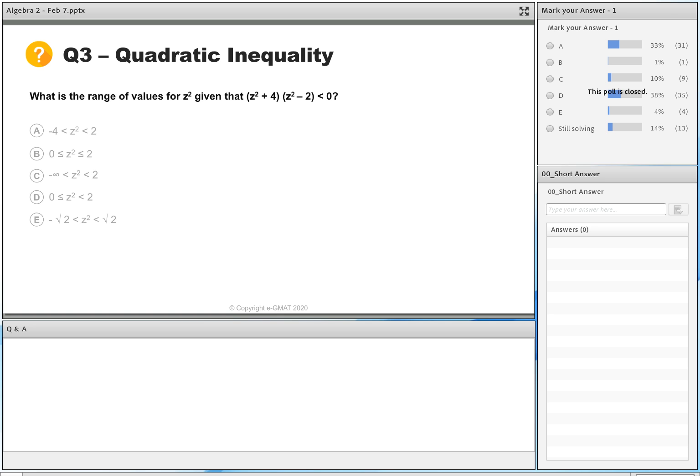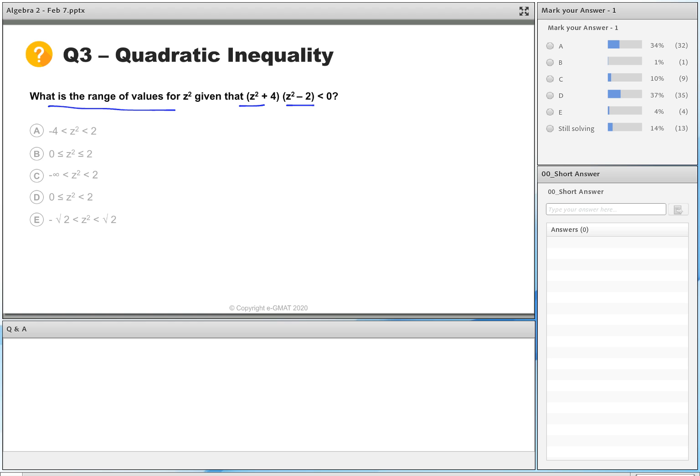So 33% of you tell me that the answer for this question is choice A, 38% of you think it's choice D, 10% of you think it's choice C, another 5% saying it's E or B. All right, now before I move ahead in this question, let's read this question and understand. What is the range of values of z square? Given that z square plus 4 times z square minus 2 is less than 0, or the product is a negative number. This is the question that I have.